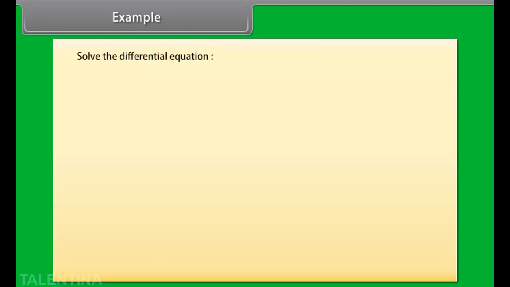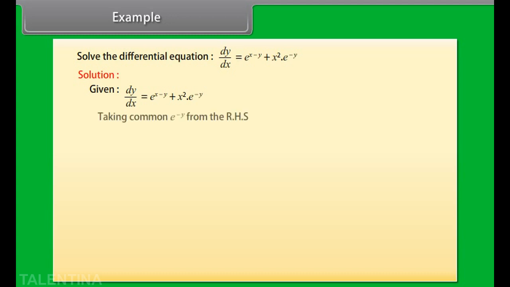Example: solve the differential equation dy by dx equals e raised to the power (x minus y) plus x square into e raised to the power minus y. Solution: given dy by dx equals e raised to the power (x minus y) plus x square into e raised to the power minus y. Taking common e power minus y from the right hand side, we get dy by dx equals (e raised to the power x plus x square) into e raised to the power minus y.